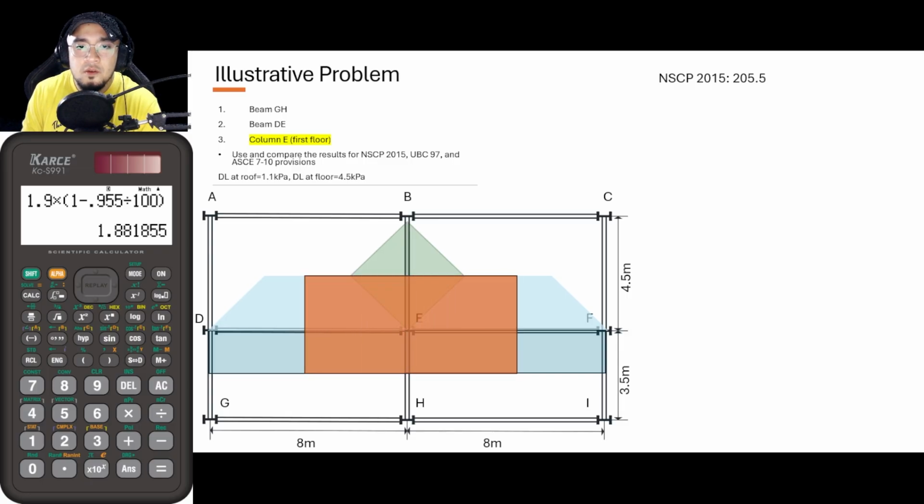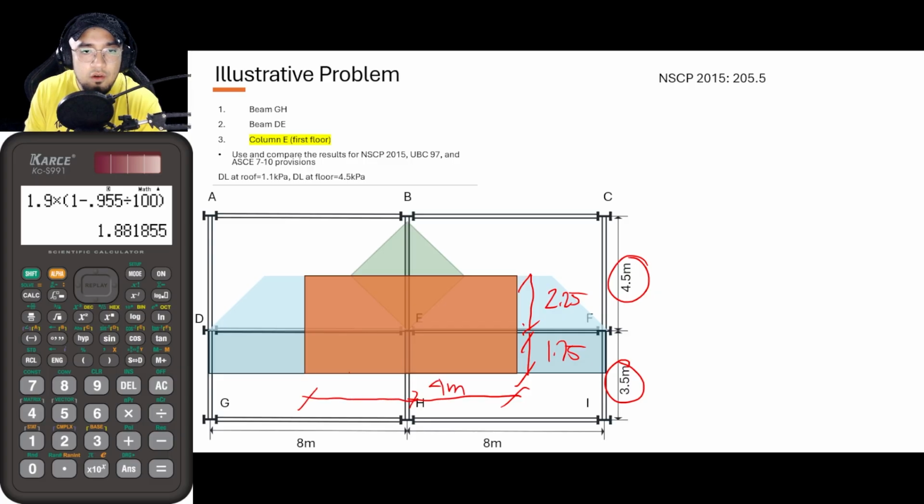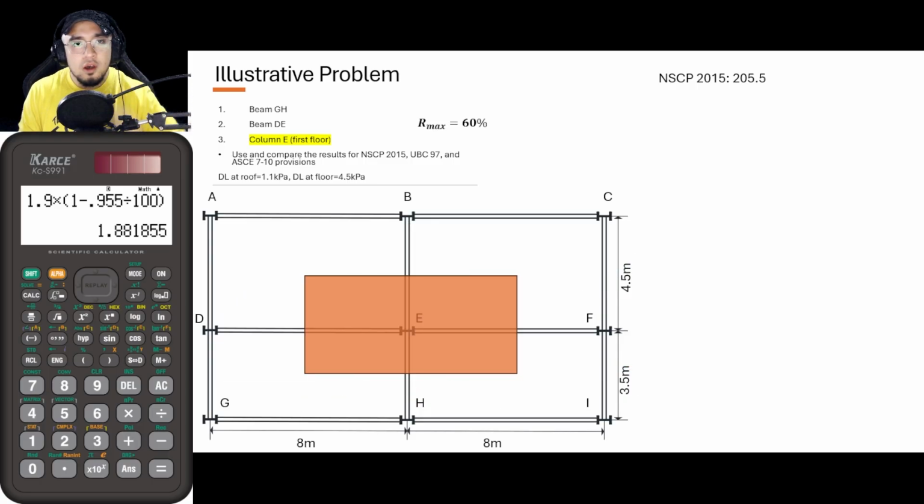Okay? So from that guys, this is half of 3.5, that is 1.75. And as for this one here, that is half of 4.5, that is 2.25. And then for this one here, this is half of 8 meters. And this here is just half of 4 meters. Okay, so proceeding po. So, again, we are to consider its area on the first floor.